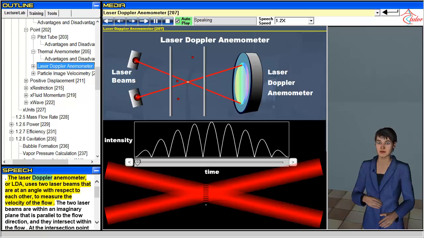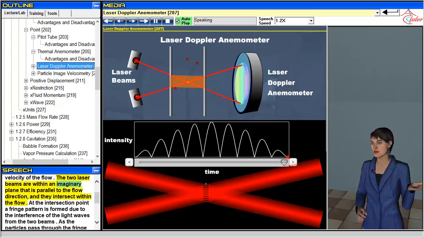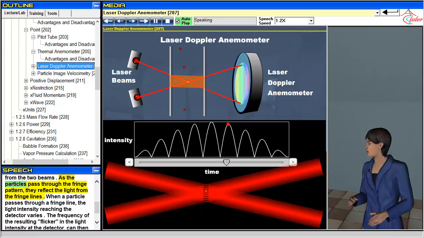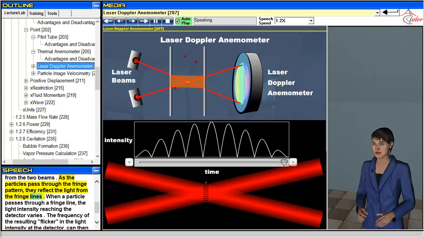The laser Doppler anemometer, or LDA, uses two laser beams that are at an angle with respect to each other, to measure the velocity of the flow. The two laser beams are within an imaginary plane that is parallel to the flow direction, and they intersect within the flow. At the intersection point, a fringe pattern is formed due to the interference of the light waves from the two beams. As the particles pass through the fringe pattern, they reflect the light from the fringe lines.